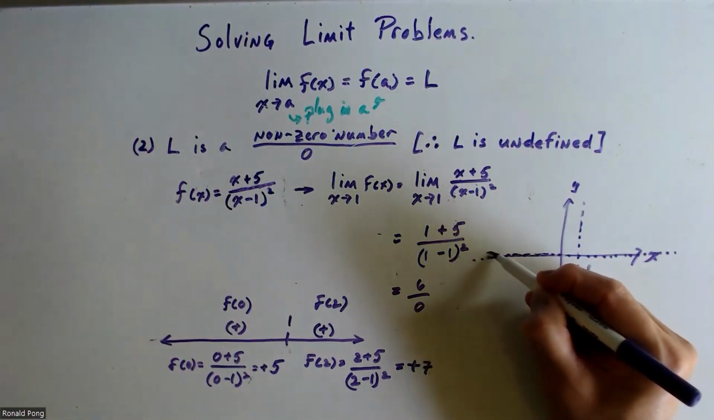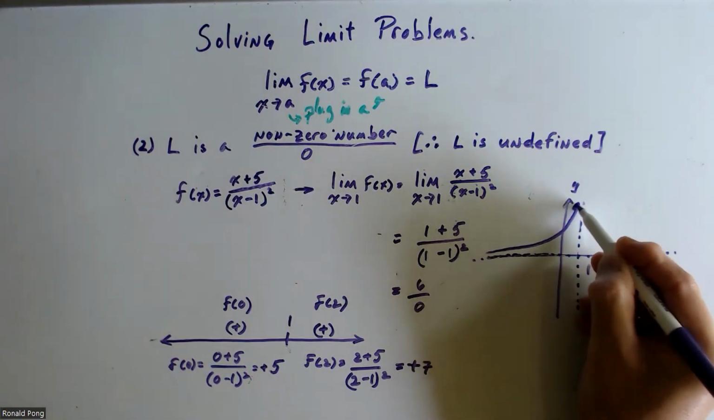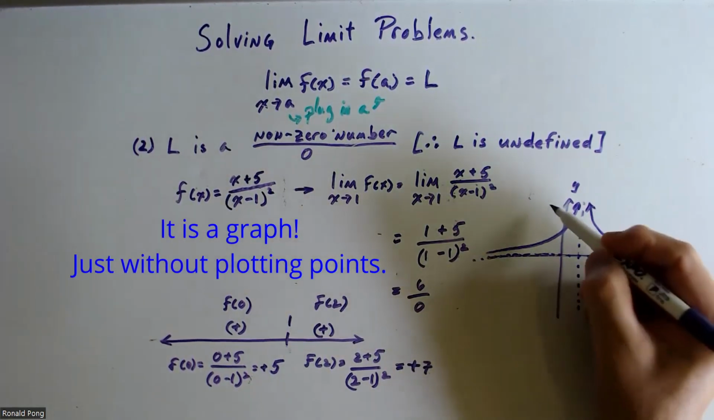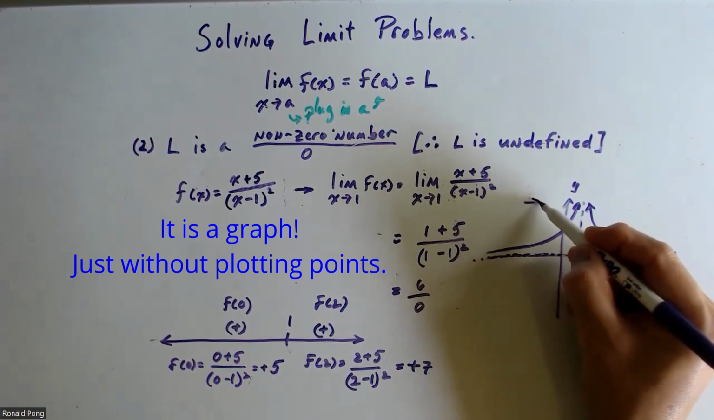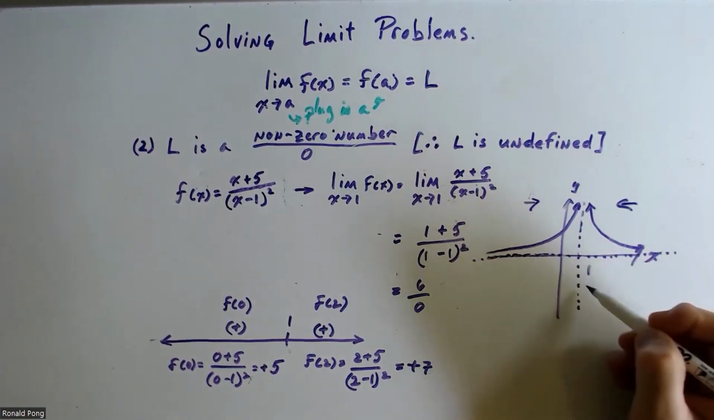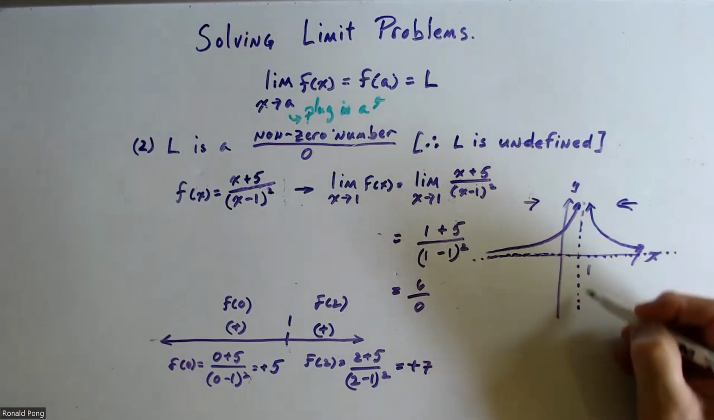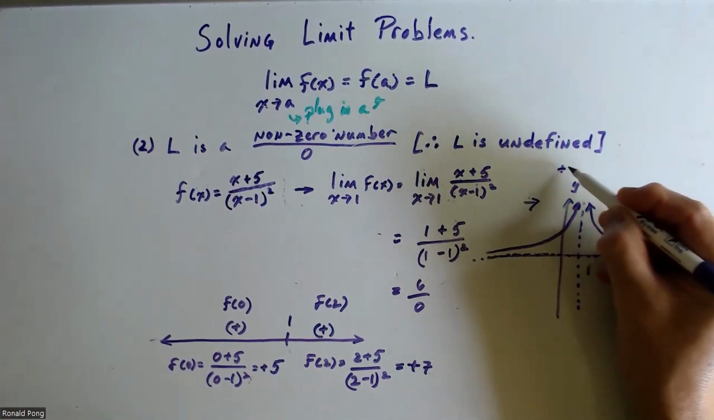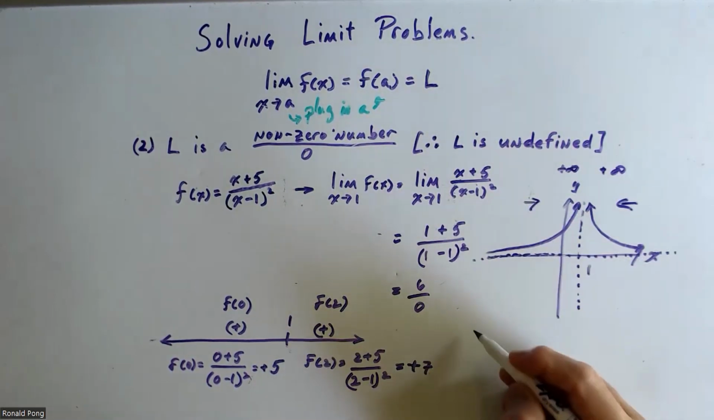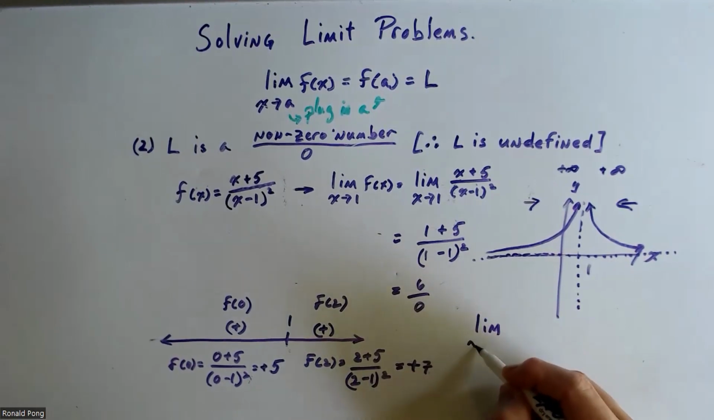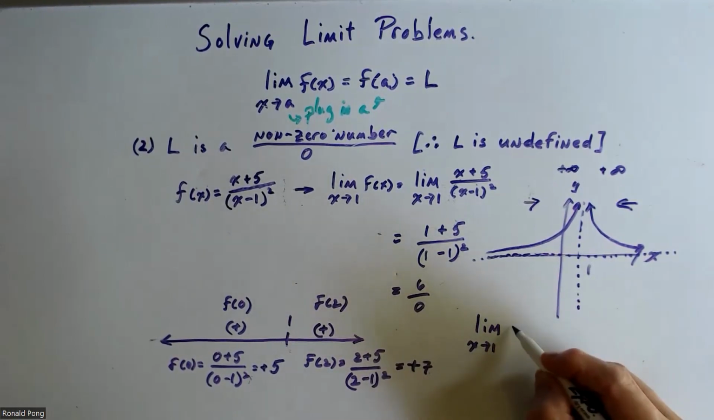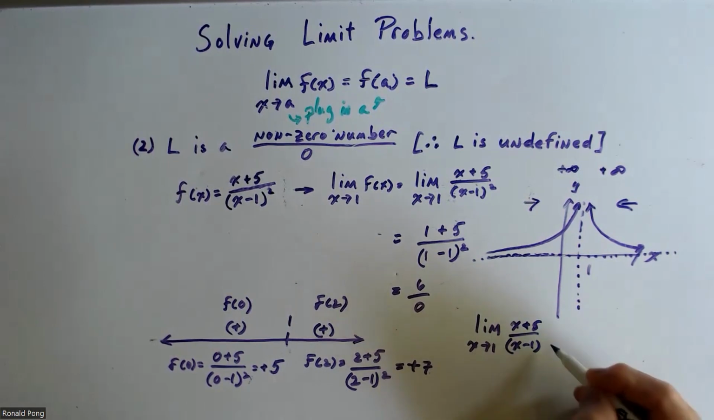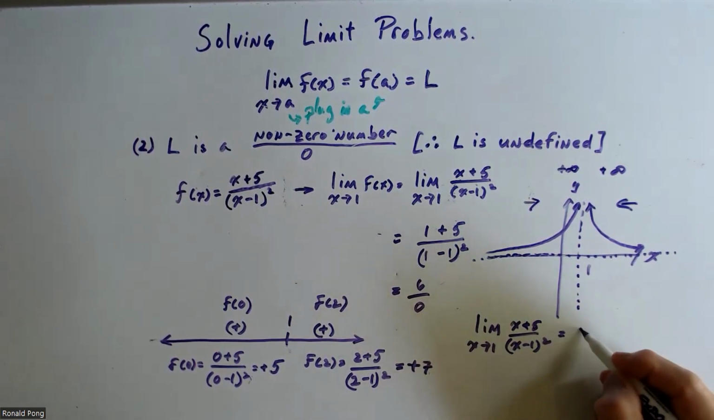And we're going to end up with a function that looks something like this. Again, this is just a quick sketch. It's not a graph. But notice that whether I'm approaching from the left or from the right, in other words, the limit as x approaches 1 from the left or the right of this function, I'm going to get a positive infinity on either side. We can conclude then that the limit as x approaches 1 of this function, in this case, x plus 5 over x minus 1 quantity squared, is going to be positive infinity.